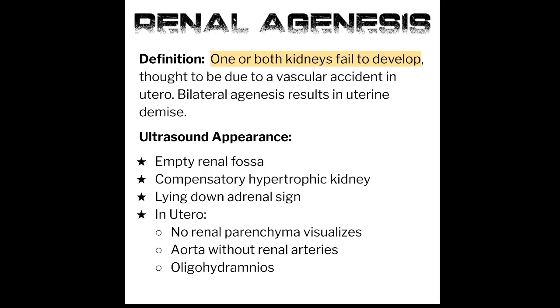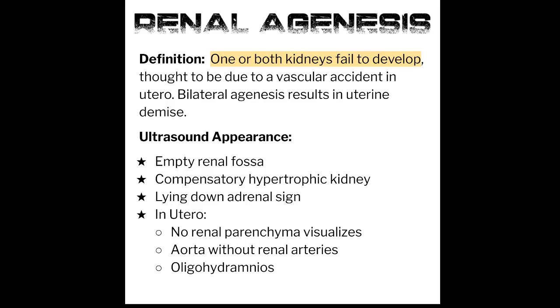Another thing we might see is called the lying down adrenal sign. We know that the adrenal glands sit right on top of the kidneys and they bunch up into a little triangular shape. But when that kidney's not there to hold it in place, it can fall out and elongate a little bit more. So that's what we call the lying down adrenal sign.